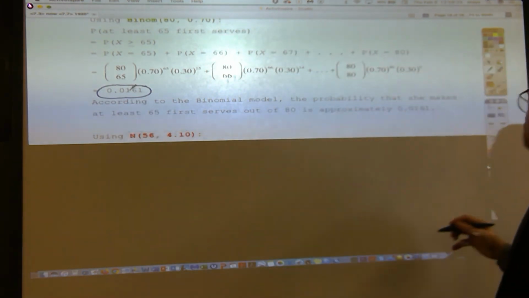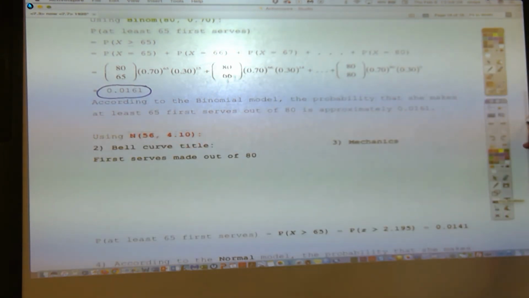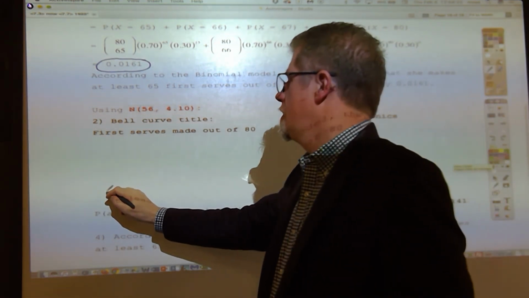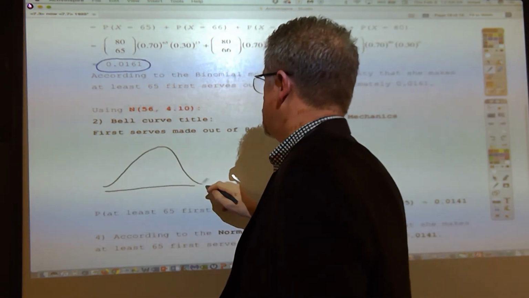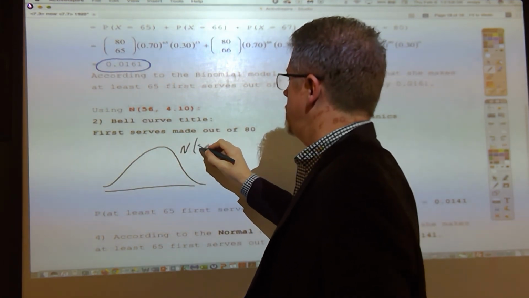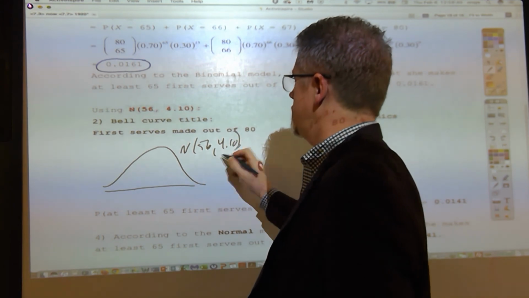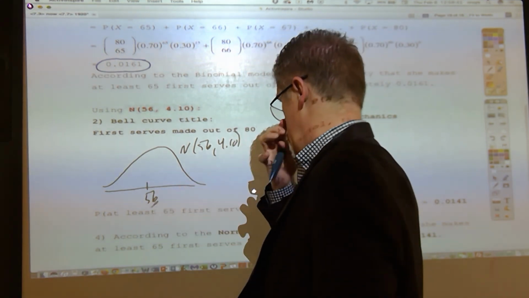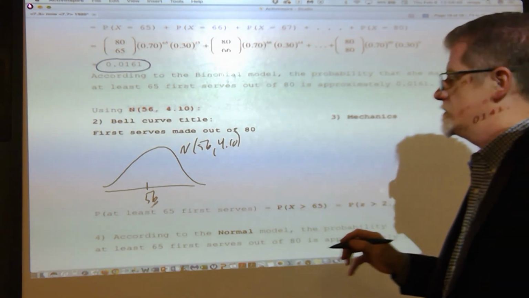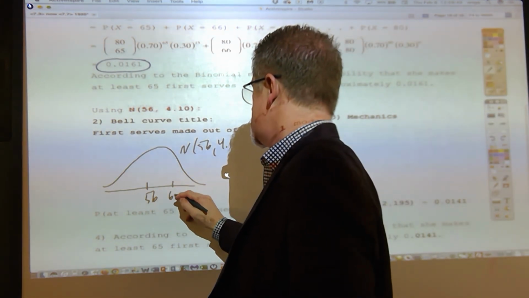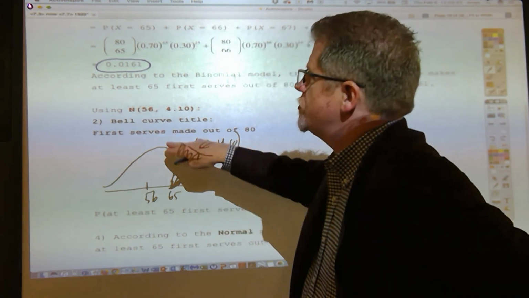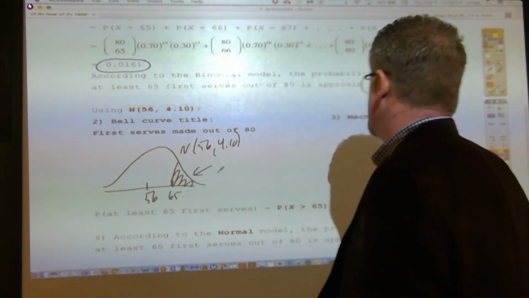How does the normal model do? Let's draw this out. The normal model approximation is titled first serves made out of 80. It has a mean of 56 and a standard deviation of 4.10. At least 65 means 65 or more, so let's put the boundary marker at 65 and shade everything to the right. The area of this shaded region should be approximately 0.0161.